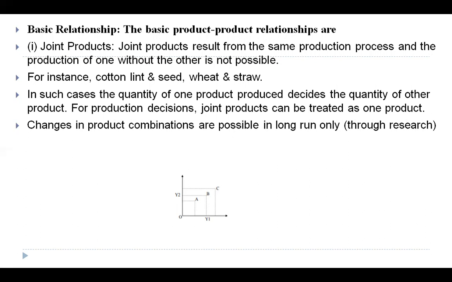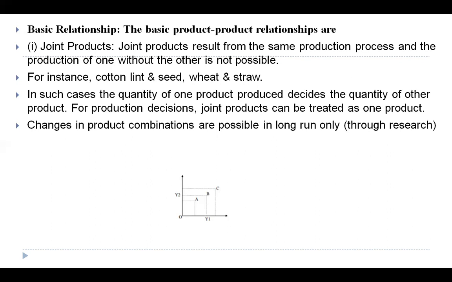First one is the joint product. Okay, so what is joint product? Joint product results from the same production process, and the production of one without the other is not possible. Okay, so what are the examples of joint product? Cotton, lint, and seed. Within the same production process, two products are produced, wheat and straw. So this is the example of joint product.